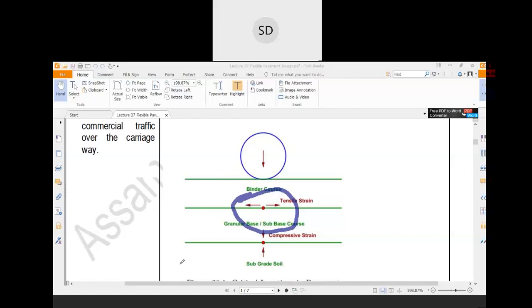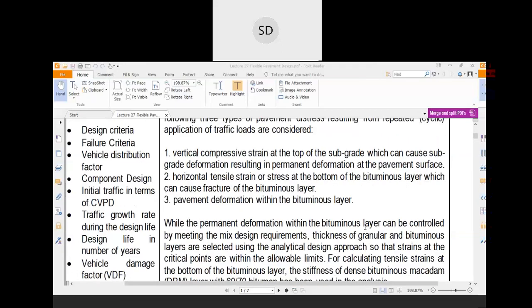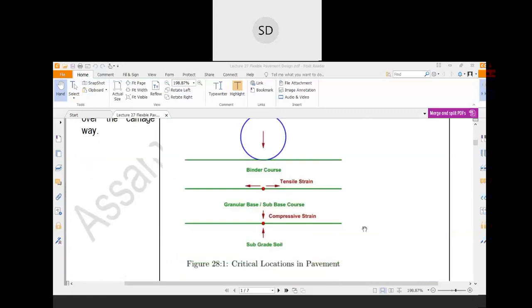So primarily there are two types of failure. One is fatigue failure and another is rutting failure. For rutting or permanent deformation, when the depth of the rut is more than 20 mm, we will say that the pavement has failed due to rutting. So these are some design criteria of the flexible pavement.